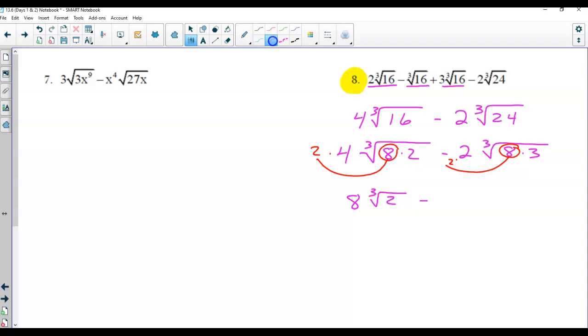Okay, and that's minus 2 times 2 is 4. These are cubed roots of 3, and a cubed root of 2 is different from a cubed root of 3, so I can't put anything more together. So there is my final answer. 2 cubed root of 2 minus 4 cubed roots of 3. Or, excuse me, 8 cubed roots of 2.